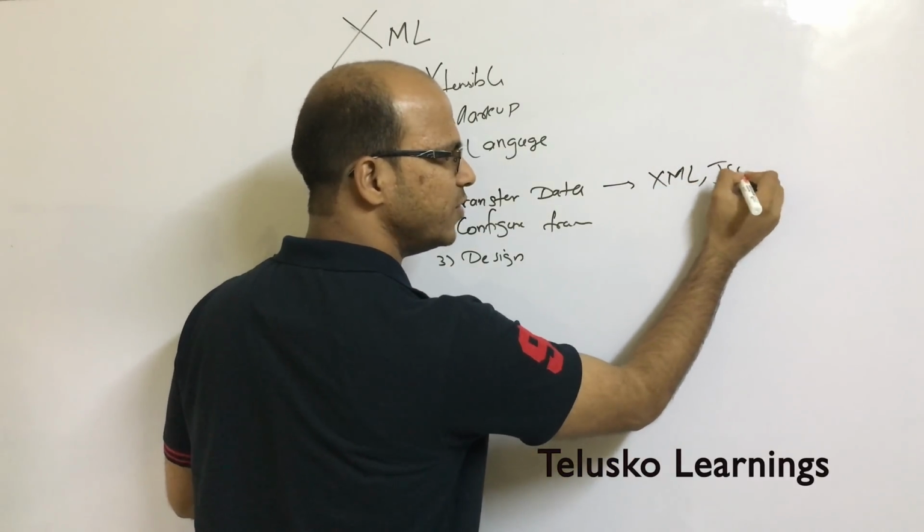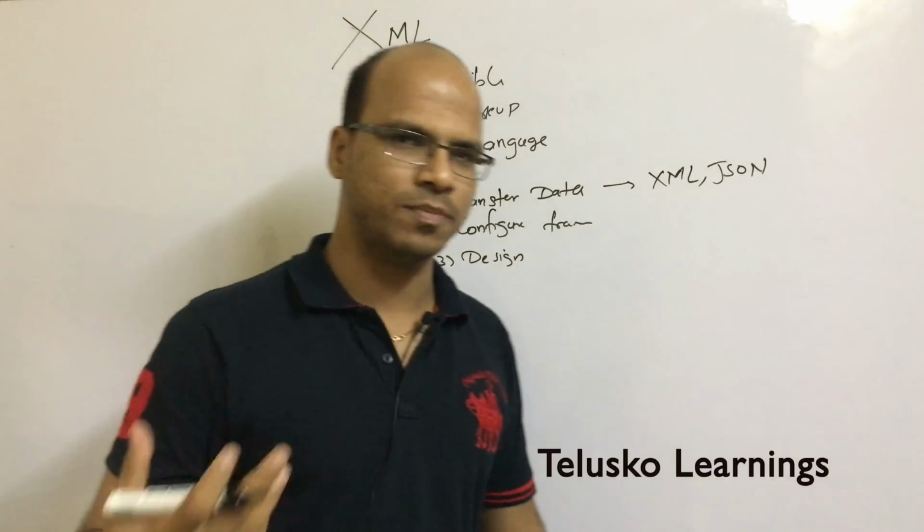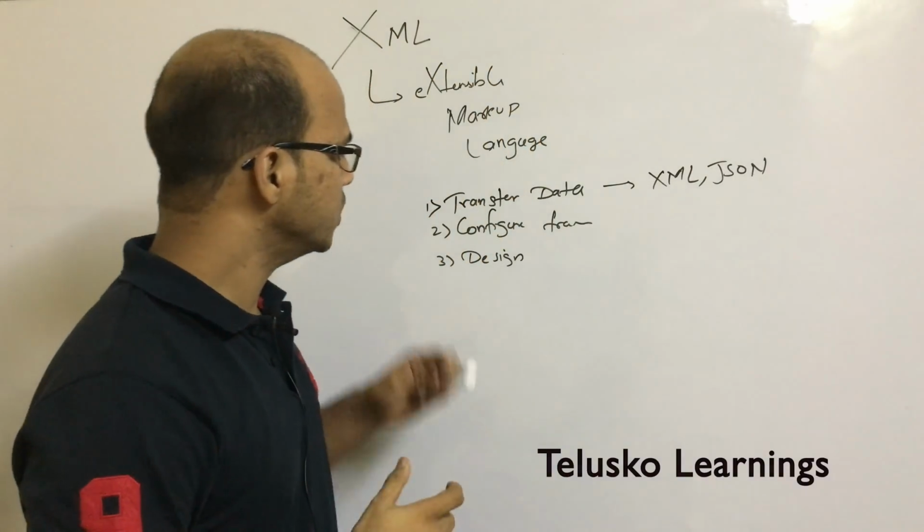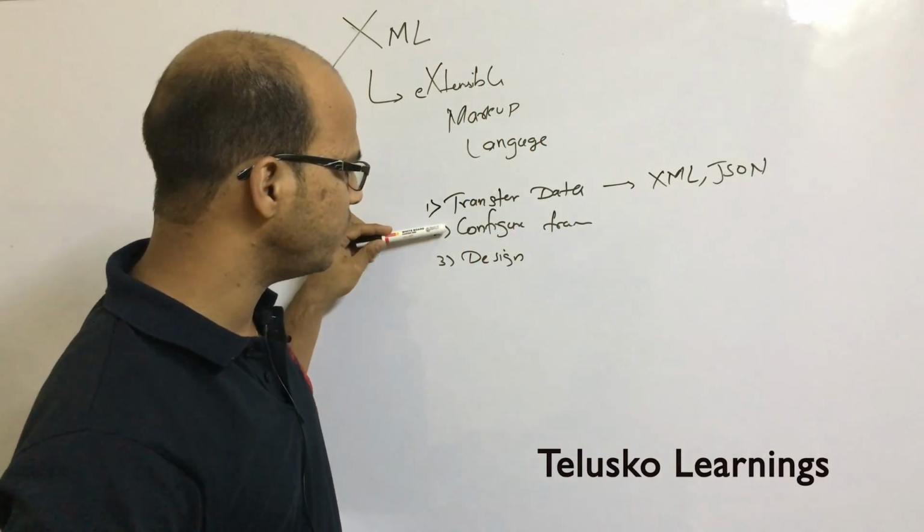And now currently we have a newer technology called JSON, which is JavaScript Object Notation, right? So we have these three things: transfer data, configure, and design.